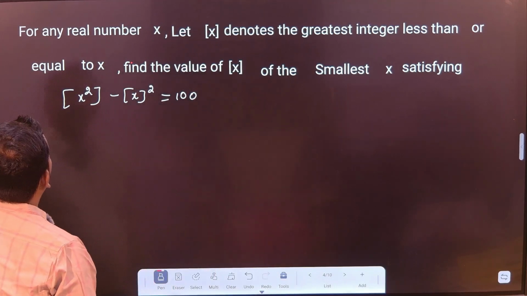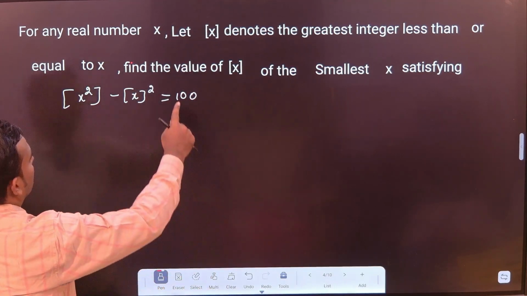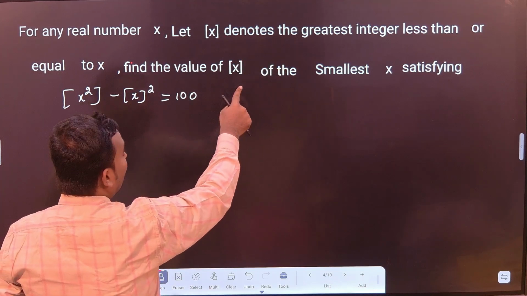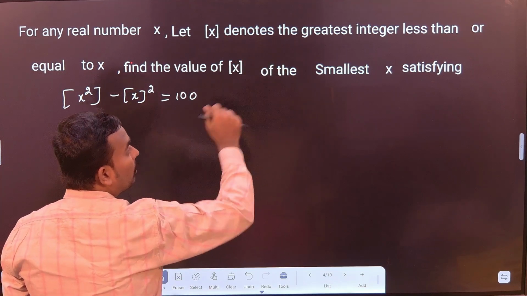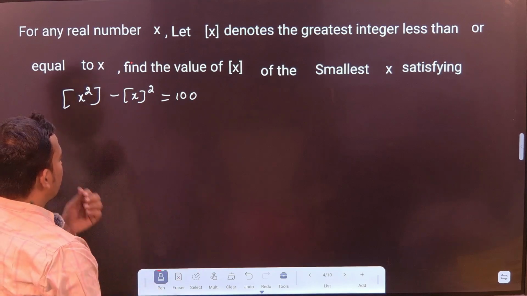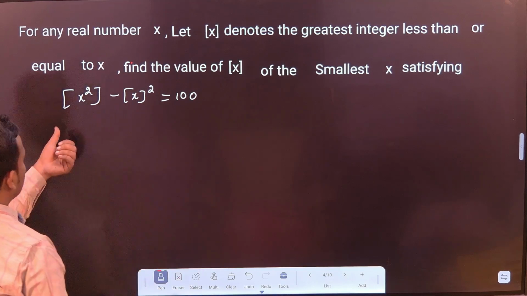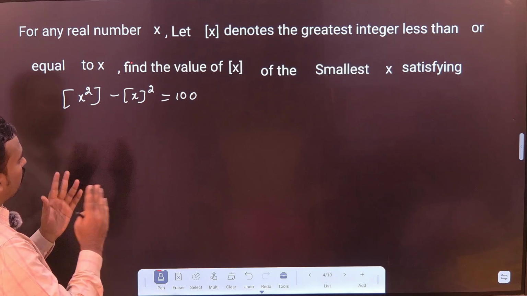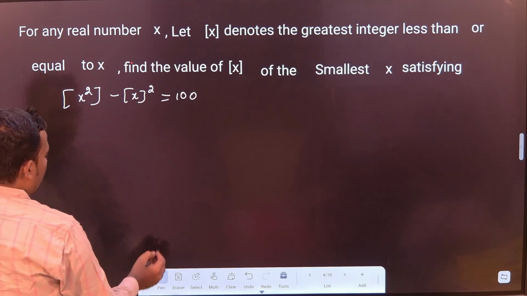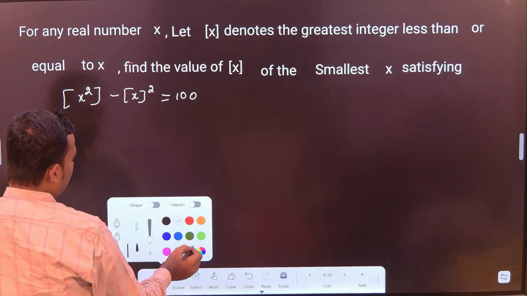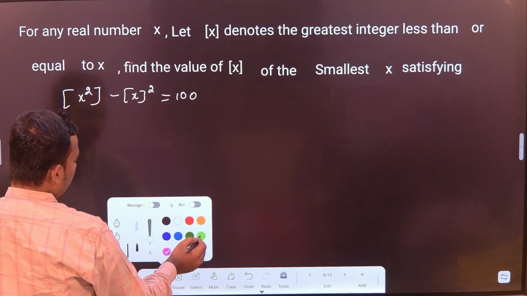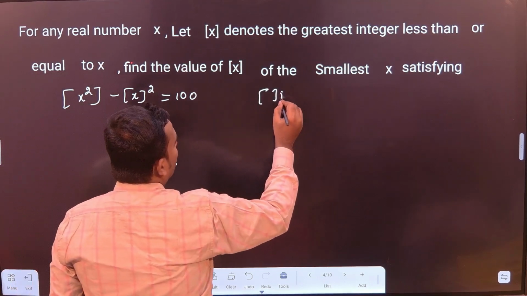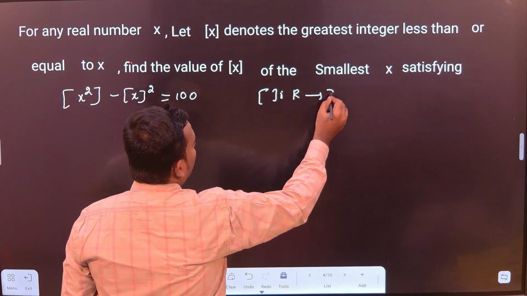You can see that for any real number x, the greatest integer function is less than or equal to x. Find the value of the greatest integer function of the smallest x that satisfies the equation: greatest integer function of x square minus greatest integer function of x whole square is equal to 100. Then how to solve these questions? You know the greatest integer function, right? The greatest integer function is a function from real numbers to integers, right?